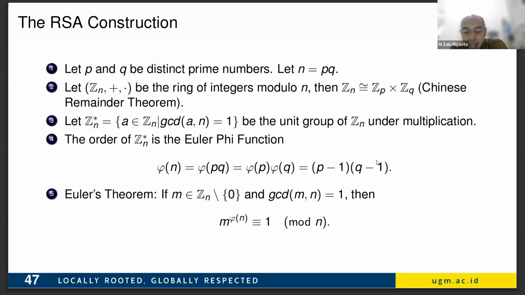And by Euler's theorem, we already know that if M is a non-zero element in Zn and the GCD of M and N is 1, then M to the power of φ(N) is 1 modulo N.